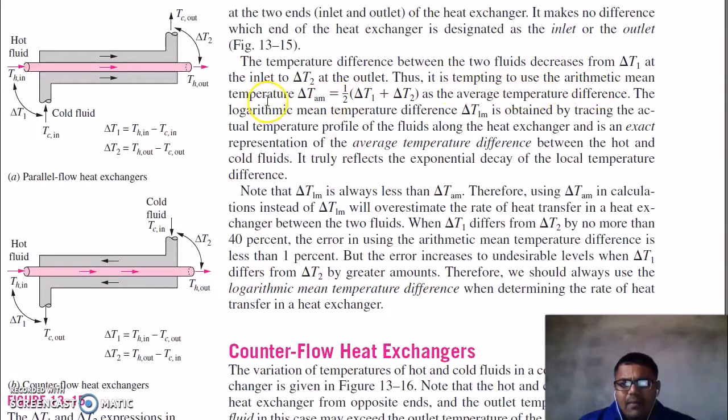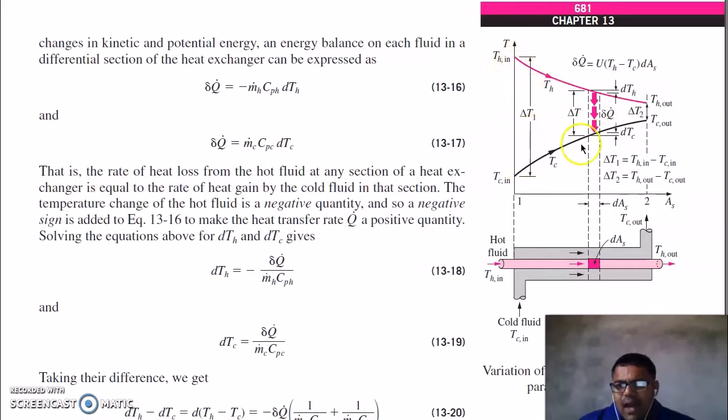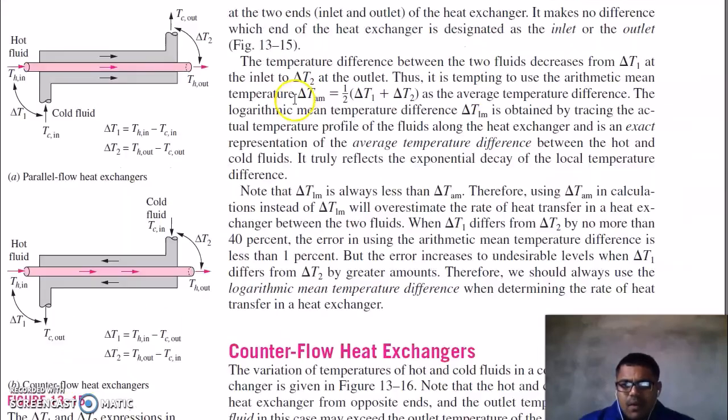Also we can use the arithmetic mean temperature difference, that is delta T arithmetic mean, which is equal to half of delta T1 plus delta T2, to take an average. Because we know the temperature difference at inlet is higher and at outlet is lower, we can take the average of these two for calculation purposes, which is this delta T arithmetic mean. The logarithmic mean temperature difference is obtained by tracing the actual profile of the fluids along the heat exchanger and is an exact representation of the average temperature difference between the hot and cold fluid. It truly reflects the exponential decay of the local temperature difference.